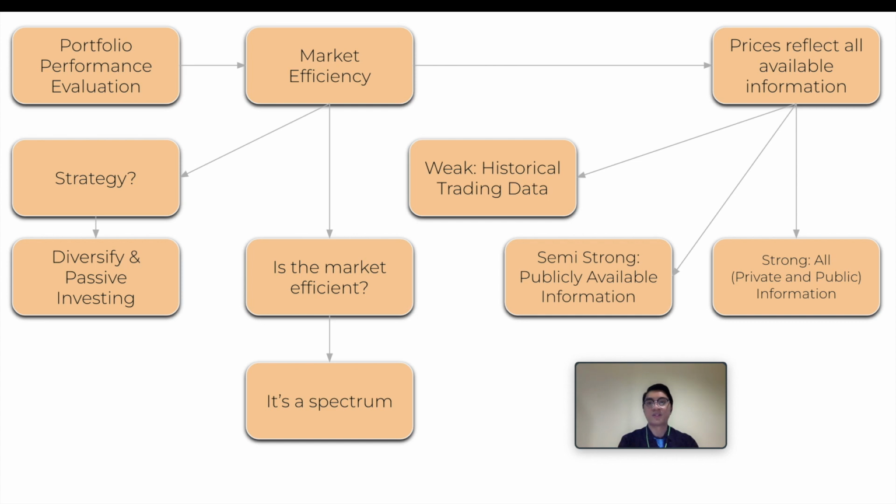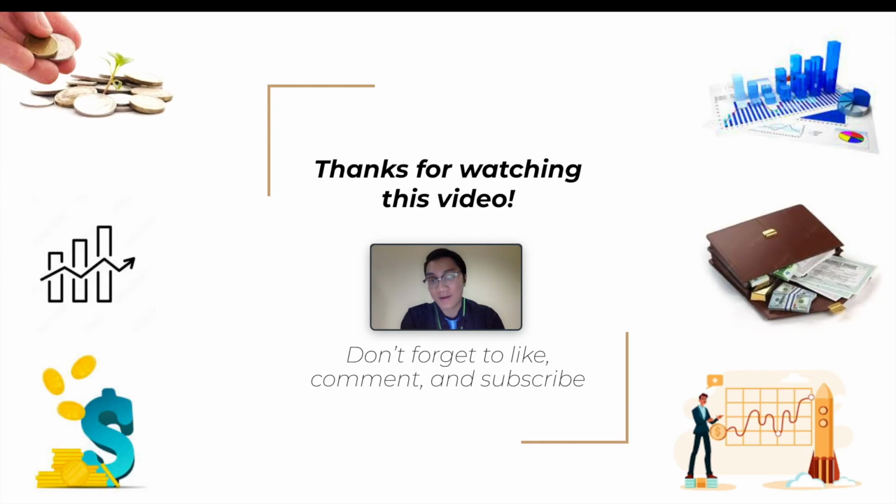Last but not least is portfolio performance evaluation. After we discussed all of our stock picks from Group 1 to 5, market efficiency was explained. In market efficiency, prices reflect all available information, from weak to strong efficiency. The general strategy in market efficiency is diversification and passive investing. And the lesson learned from our lecturer is, is the market efficient? The answer is not a yes or no. It's not about black or white. It is a spectrum. And yeah, that's the end of this video.